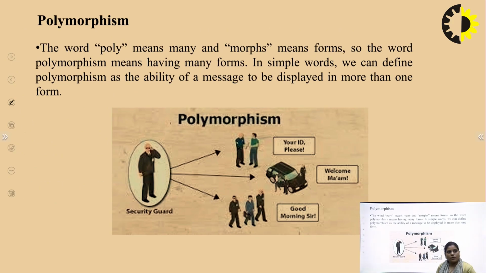Now the next one is polymorphism, where poly means many and morphs means forms. So the word polymorphism means having many forms, or we can say a single phase with multiple interfaces.